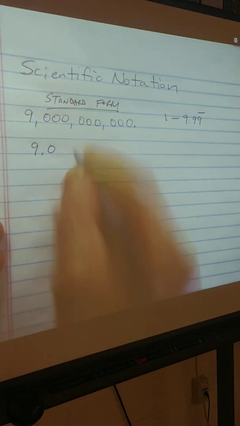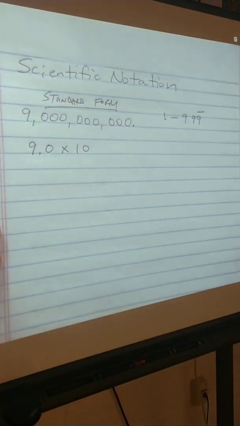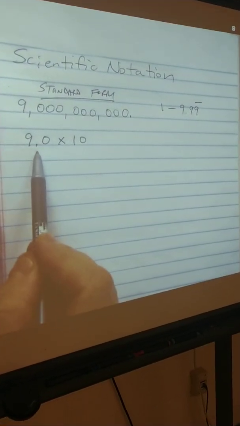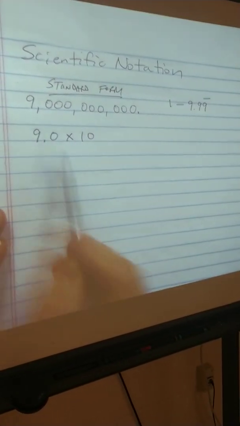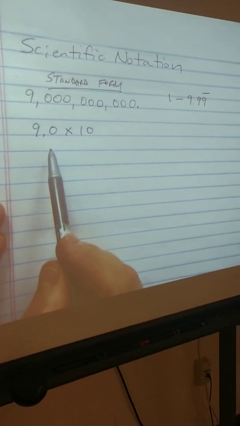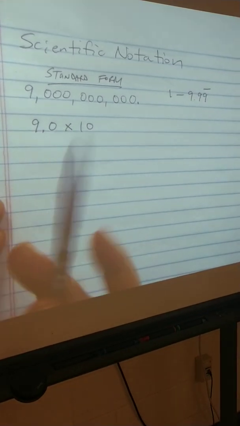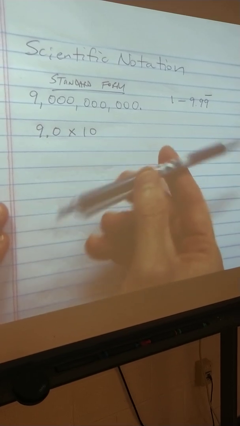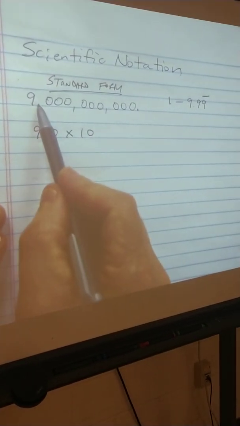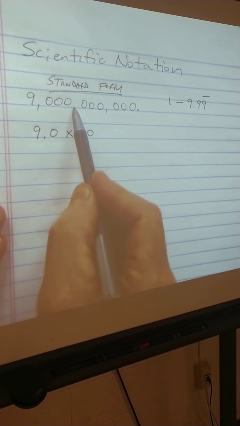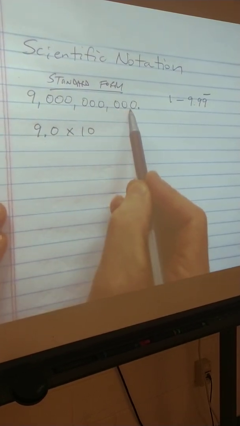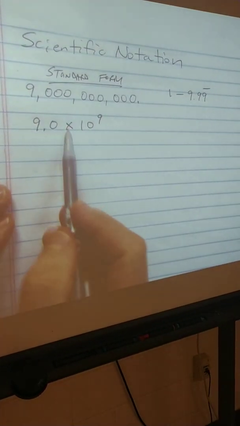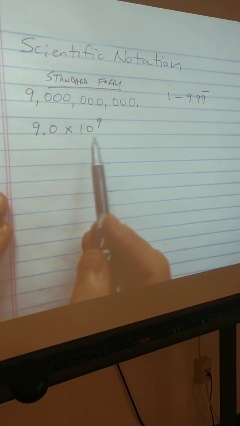Now, always, then you put times 10, and then you look at this and you say, okay, I want this number to look like this number. So which way would I have to move the decimal point? Well, I would have to move it to the right. And as you guys know on a number line, as you're moving to the right, it's a positive value. So I would have to move it 1, 2, 3, 4, 5, 6, 7, 8, 9. Then I would put right here, 10 to the 9th. So 9.0 times 10 to the 9th is equal to 9 billion.